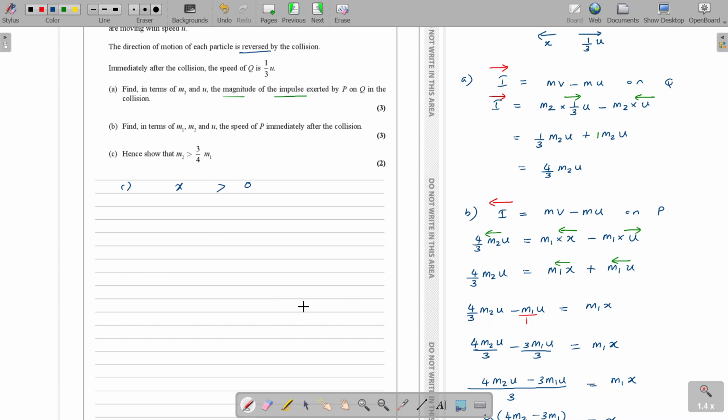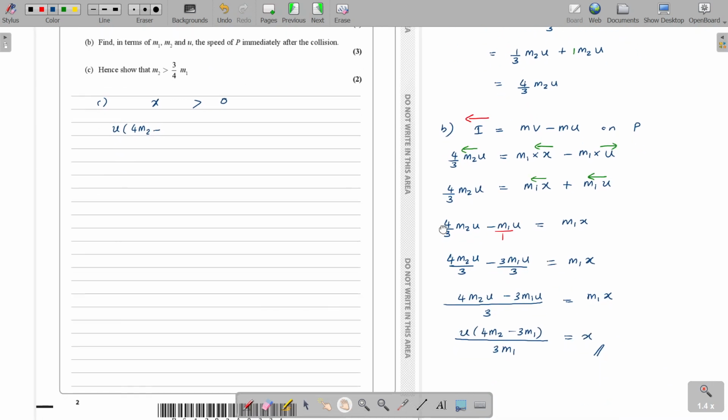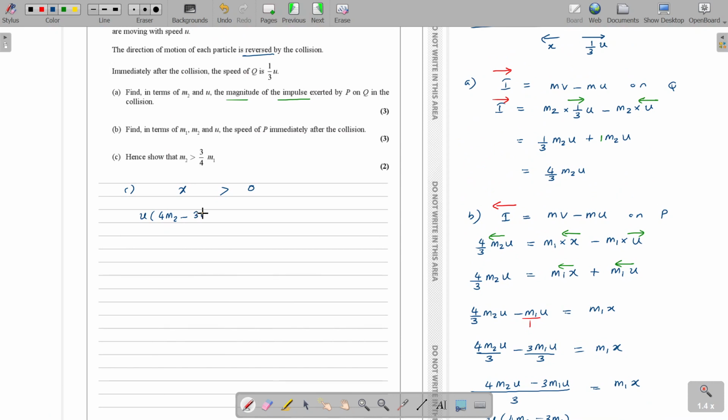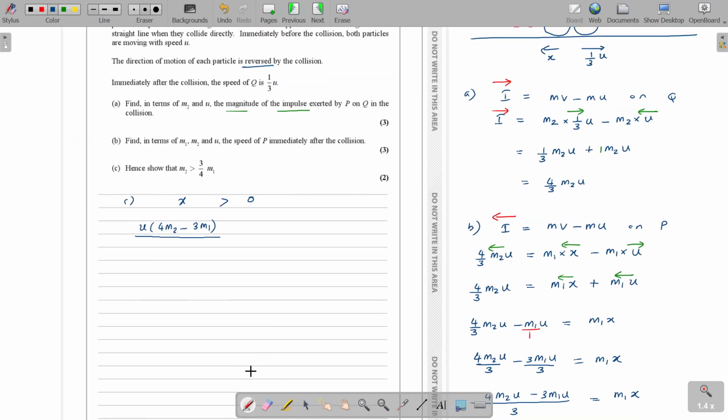Who is X? X was u times (4m2 minus 3m1) divided by 3m1. So this is greater than 0. Are you with me? So u times 4m2 minus 3m1.